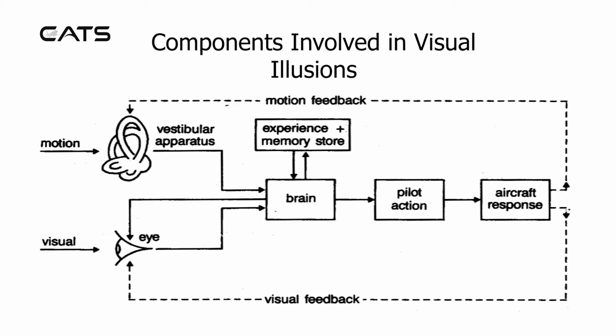Visual illusions often occur as a result of conflict between the vestibular system and the visual system. As motion is detected by the vestibular apparatus, it is sent to the brain, which relates this to experience in the memory store. Pilot action and aircraft response occur, and there's feedback motion, which is again detected by the vestibular apparatus. This ties in with the visual system that sees that a motion has occurred, sends the input to the brain, resulting in pilot action and an aircraft response, and then visual feedback that the aircraft has moved.